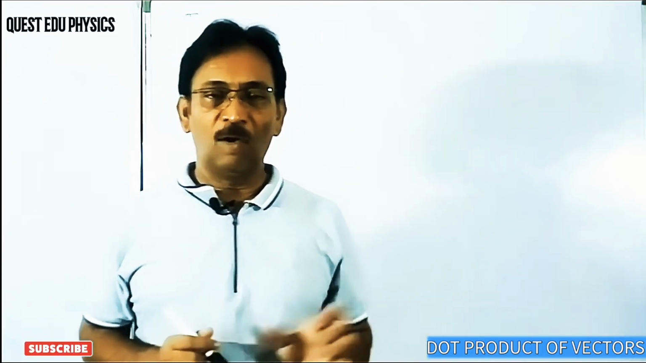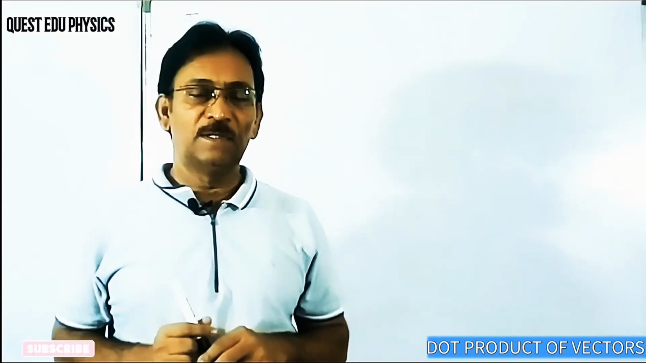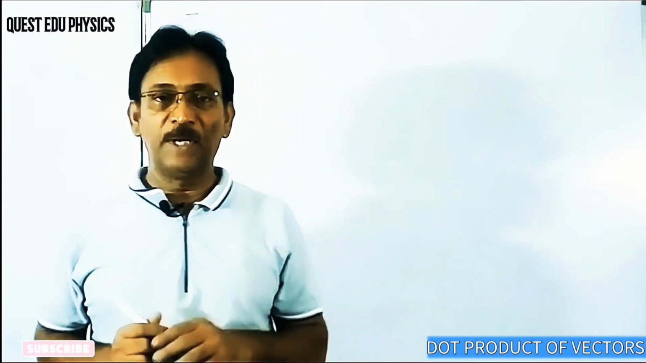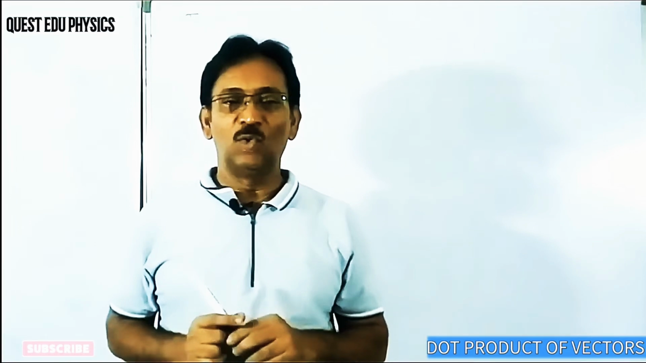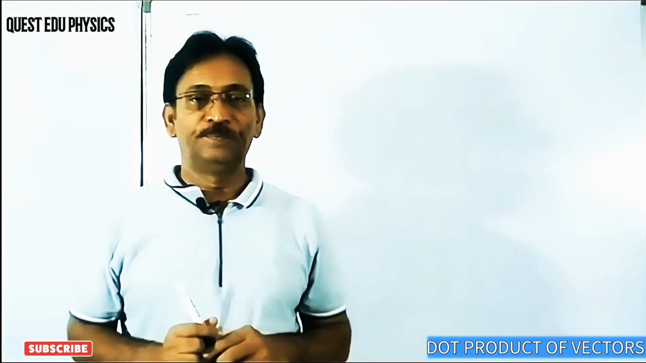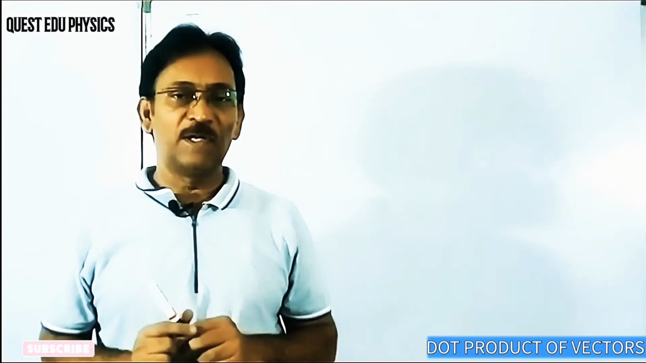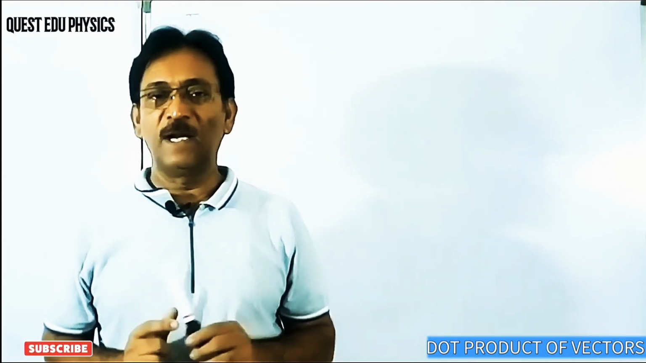In this video, we are going to learn about vector multiplication. Actually, the multiplication of vectors can be done in two ways. One such way is known as the dot product, which is also known as the scalar product. And the second one is the cross product, which is known as the vector product. First of all, we will learn about the dot product, that is, the scalar product.